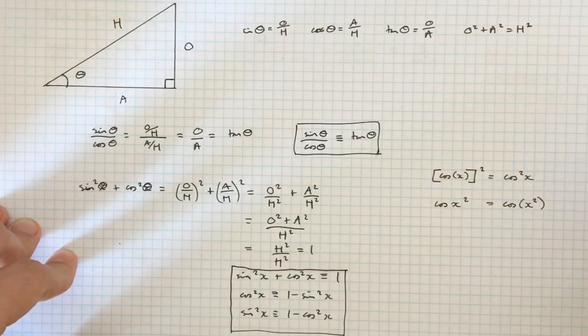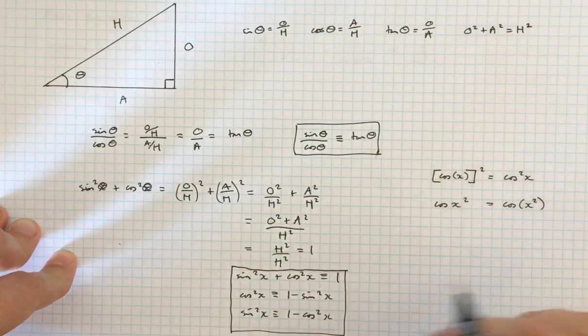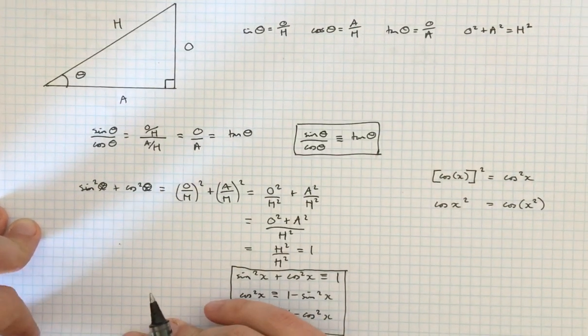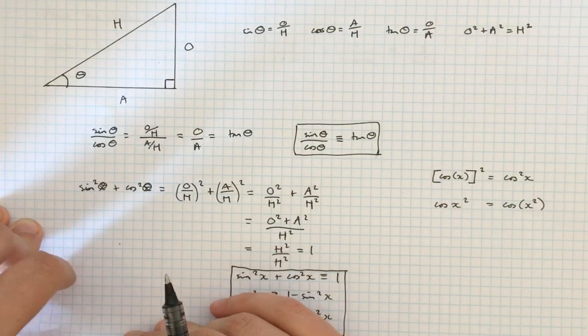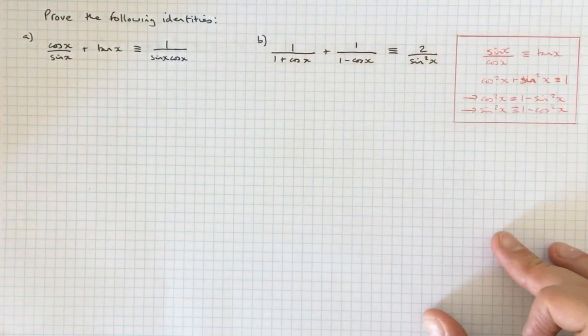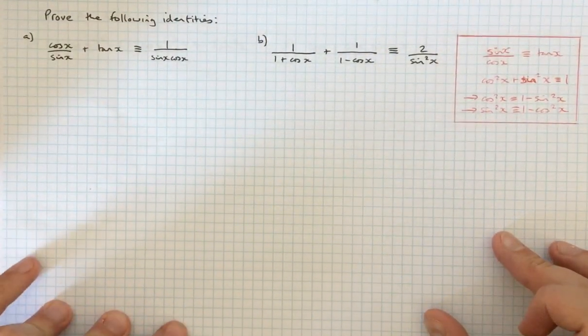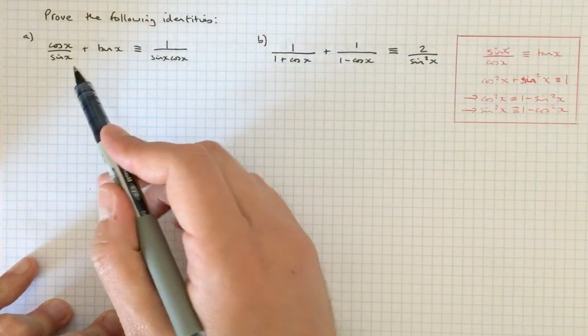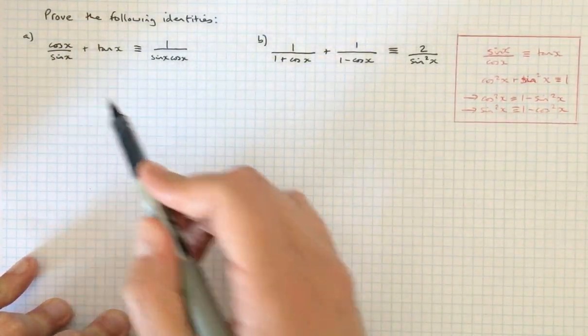Okay, so how do we use them? Well, we can use them for solving some trig equations, and that is what we'll get onto eventually. But what we can use them for is for proving some more complex trig identities. Okay, so I'm being asked to prove this trigonometric identity.